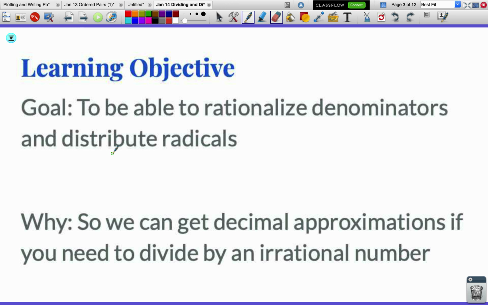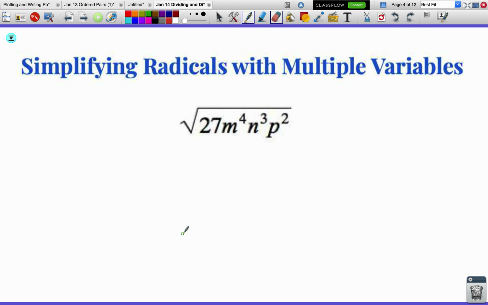Okay. Goal for today is to be able to rationalize denominators and distribute radicals. Why are we doing this? So we can get decimal approximations if you need to divide by an irrational number. That is sort of the whole reason for why we simplify the way we do. It comes from a time when we needed to get decimal approximations by hand. We didn't ever want to be dividing by a number with a ton of digits, infinite digits, that you'd have to truncate at some point.